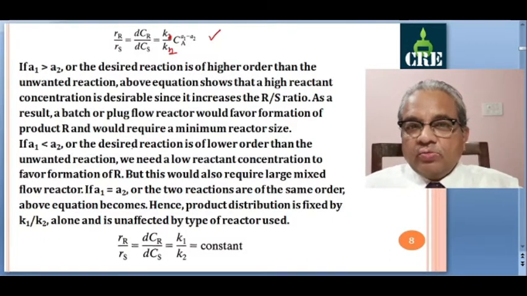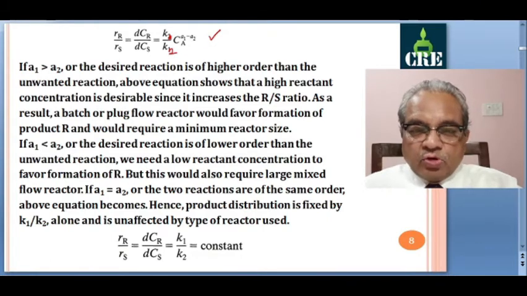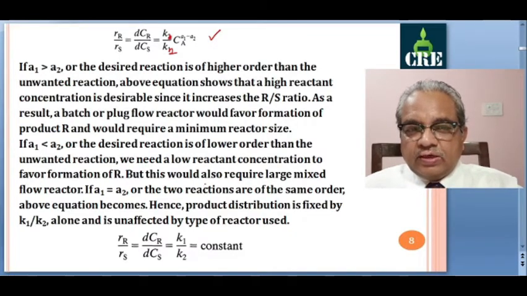So a1 and a2, the orders of the reactions, are also important, not only the rate constants K1 and K2. K1 high we will naturally prefer, but these orders also play an important role, and we have to see whether a1 is greater than a2 or a1 is less than a2. If a1 is equal to a2, same.